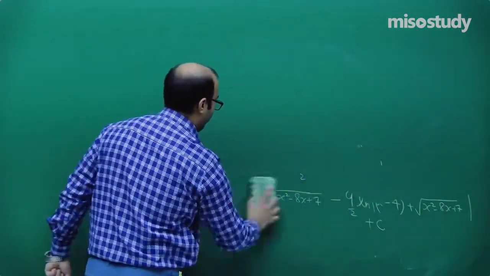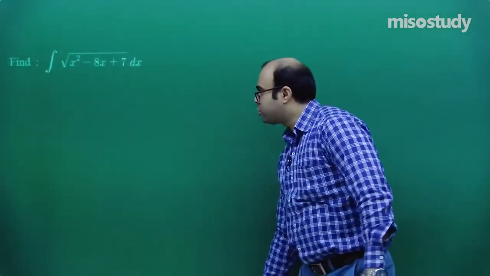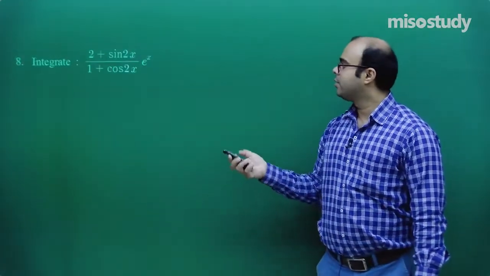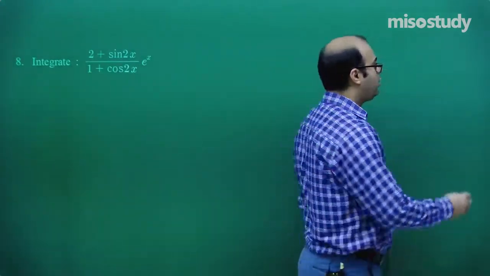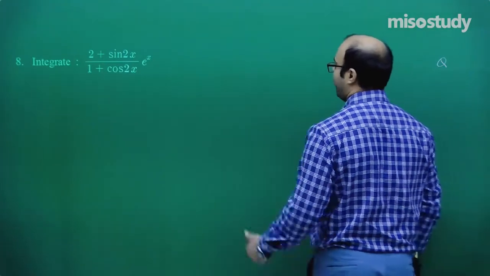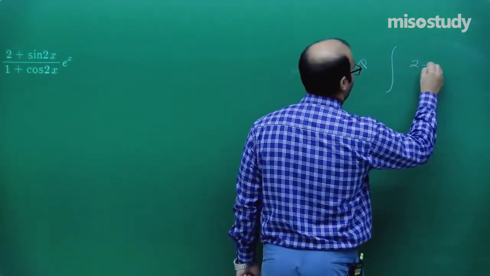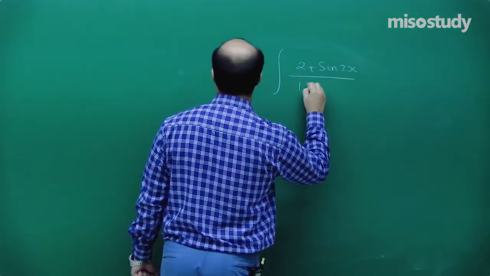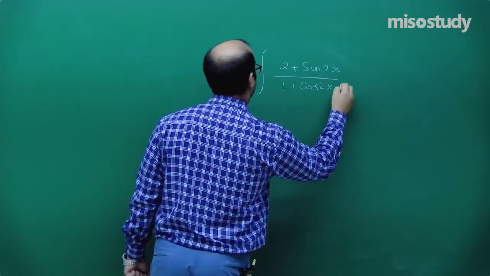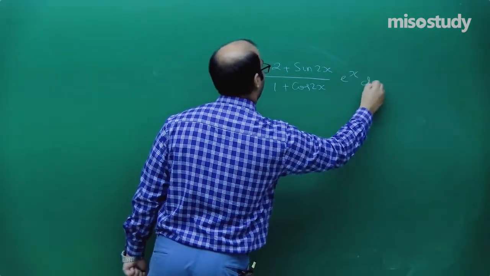Let us come to the next question, which is the 8th question, and that question is also again of 4 marks. It says: integrate (2 plus sine 2x) divided by (1 plus cos 2x), times e to the power x, dx.